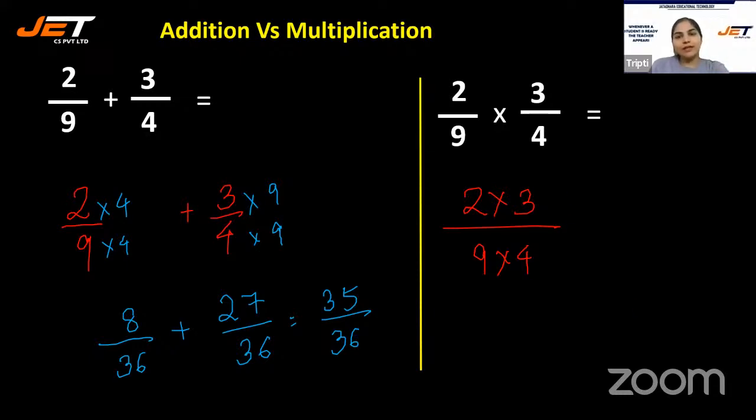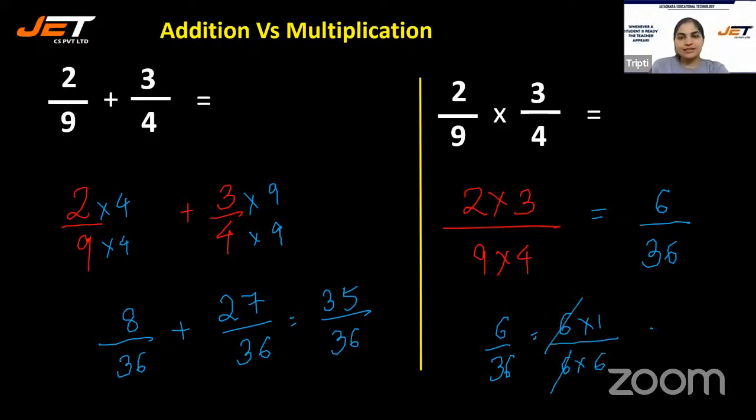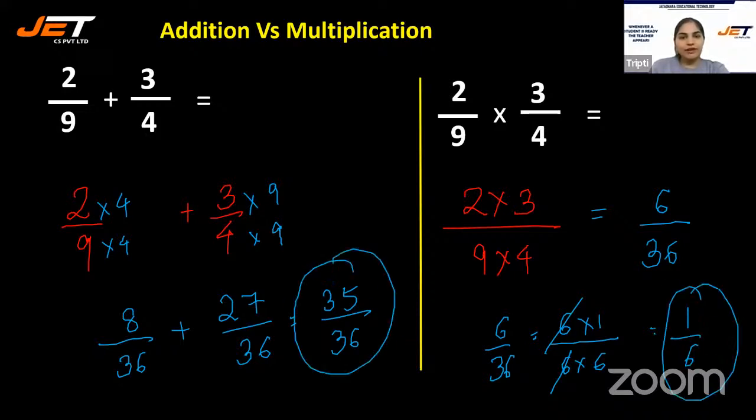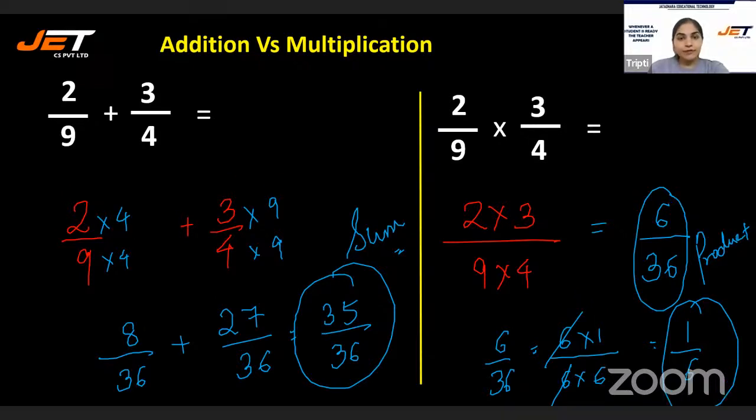Now, if I talk about multiplication, it's 2 times 3, which is 6, and 9 times 4 is 36. If I simplify it, I can write 6 by 36 as 6 times 1 and 36 as 6 times 6. So 6 cancel, 1 by 6 is the simplified form. 1 by 6 is the product and 35 by 36 is the sum. You can also say that 6 by 36 is the product. Okay? So that's how you multiply and add the fractions.